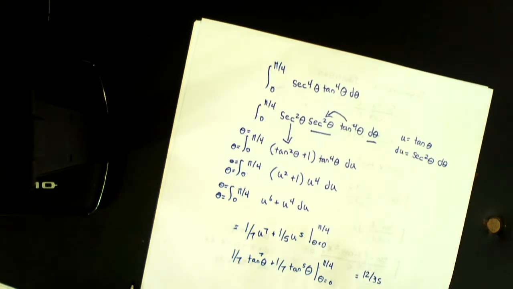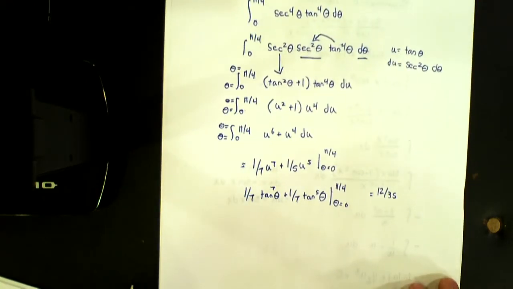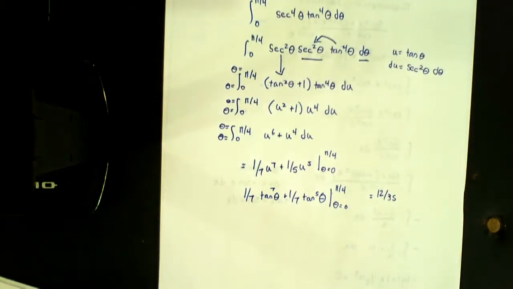Okay, so moving on. Did that make sense? I could plug in the bounds if you want, but I imagine that wouldn't be too bad. Tangent pi over 4.